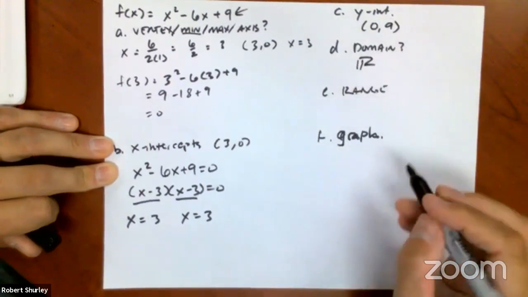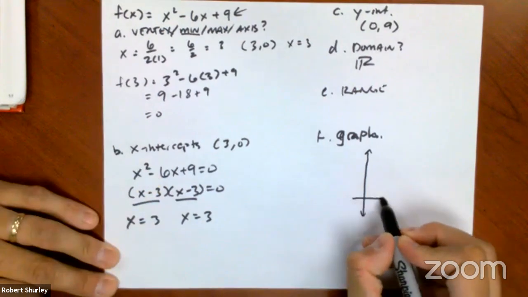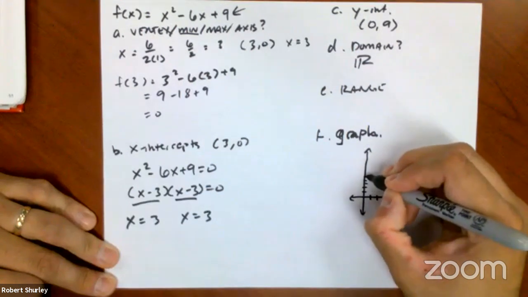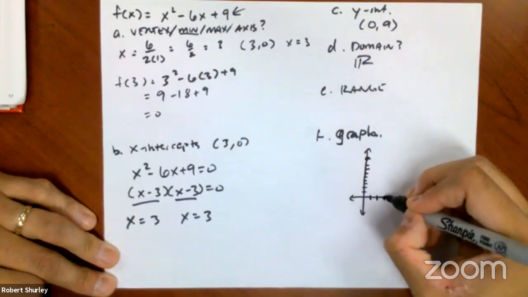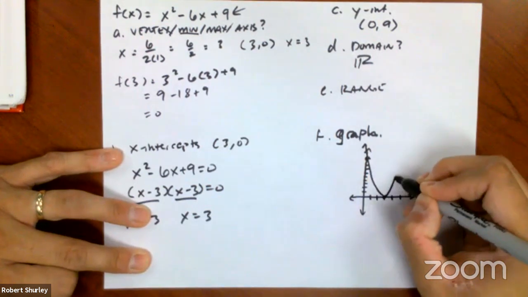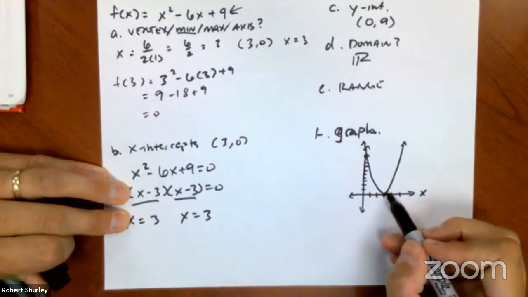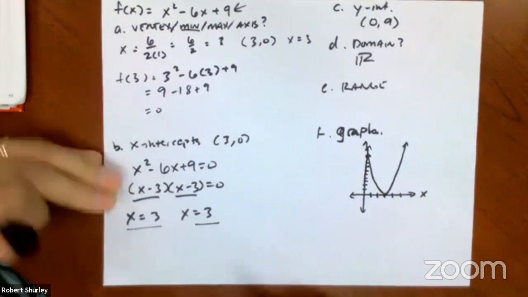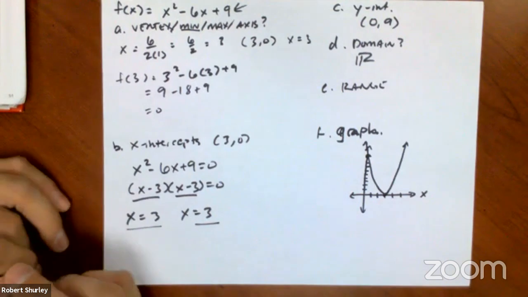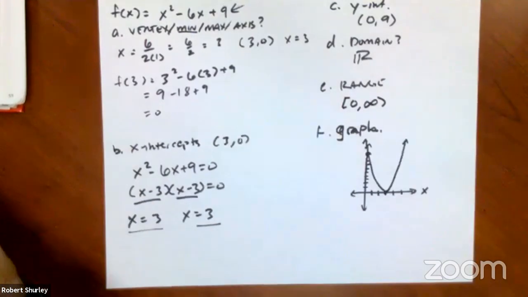Domain's always all real numbers. Let's graph this. See what this looks like. What's happening here is our graph is, we call this bouncing. It's bouncing off the x-axis. And the reason it's bouncing off the x-axis is because we had repeated x-intercepts. Kind of interesting. The range, it goes down to 0 and then up to infinity.